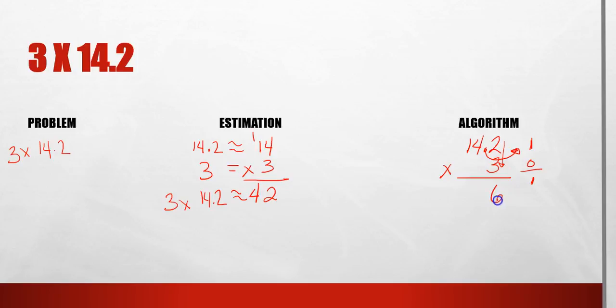3 times 2 equals 6. 4 times 3 equals 12. I'm going to regroup. 3 times 1 is 3 plus 1 is 4, so 42. I moved it out 1, so I move it in 1. And I do have a tenth now in my answer. So it's 42 and 6/10.